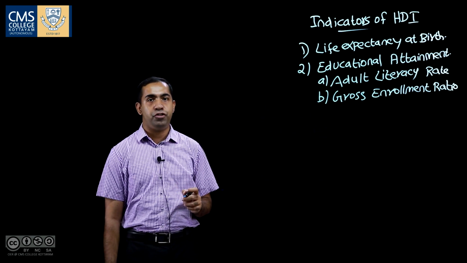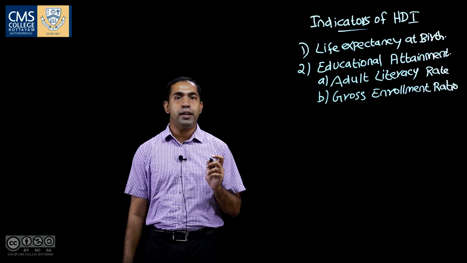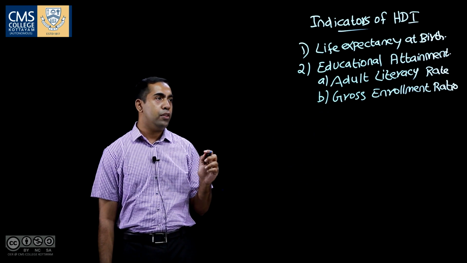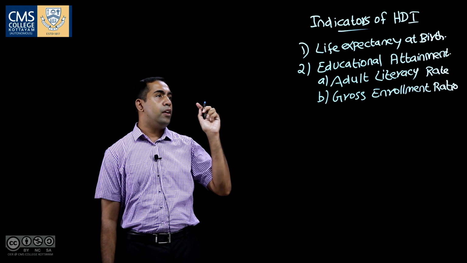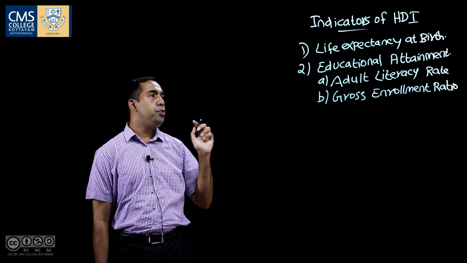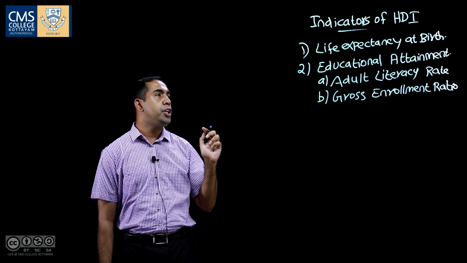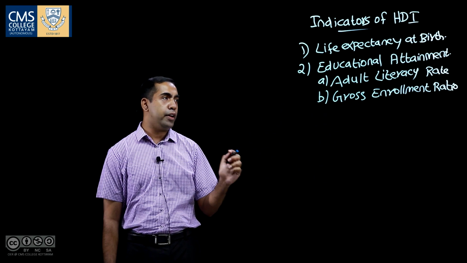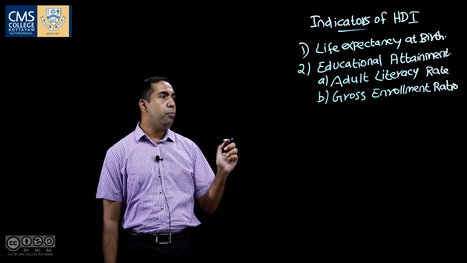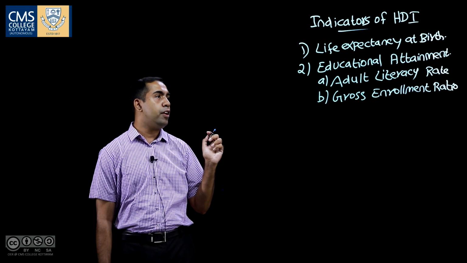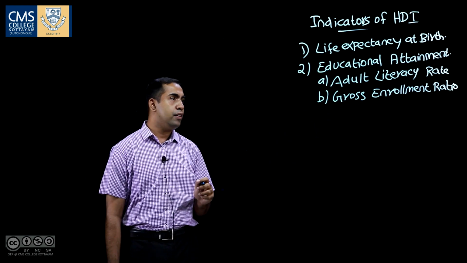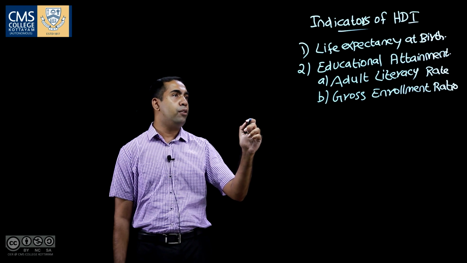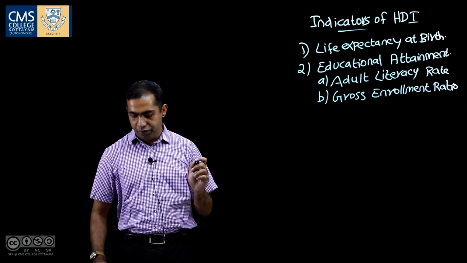By a layman definition, a person who is literate is considered as having the ability to read and write. So, adult literacy rate denotes persons aged above 25 years who have the capability to read and write. The second one is the gross enrollment ratio, which denotes the enrollment of students at different levels of education, that is primary, secondary and higher education. So these are the two heads of the educational attainment.